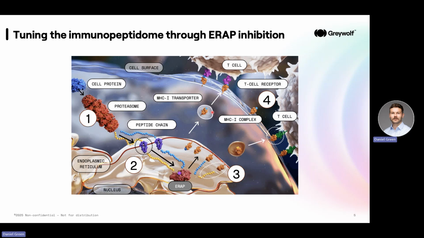And obviously then, inhibiting ERAP will prevent this peptide substrate cleavage. It will change what is bound to MHC and allows us to change the antigen repertoire on the cell surface.